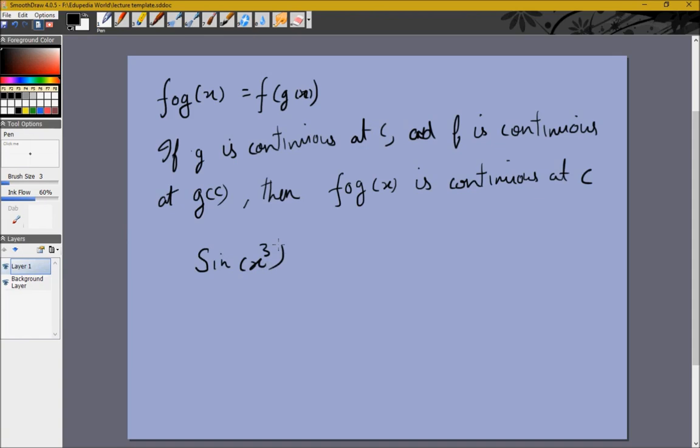This completes continuity. In the next video, we'll study a similar concept called differentiability. Just like continuity says the limit must exist on both sides, differentiability says that the derivatives must exist on both sides. So we'll see that in the next video.